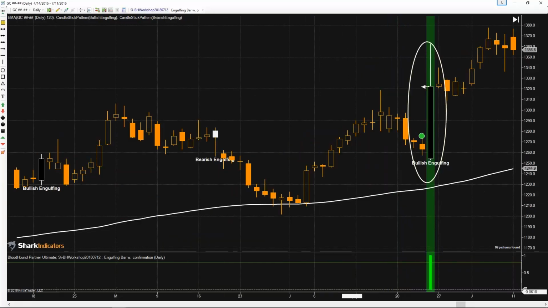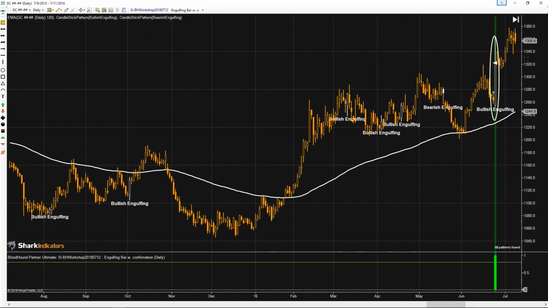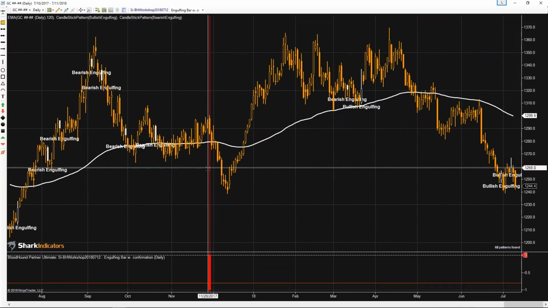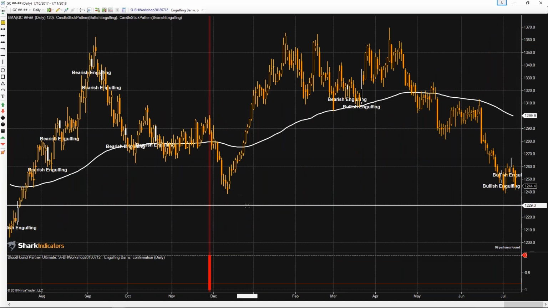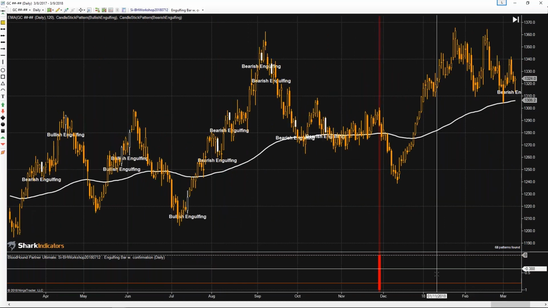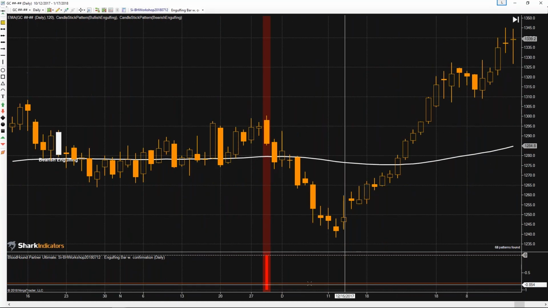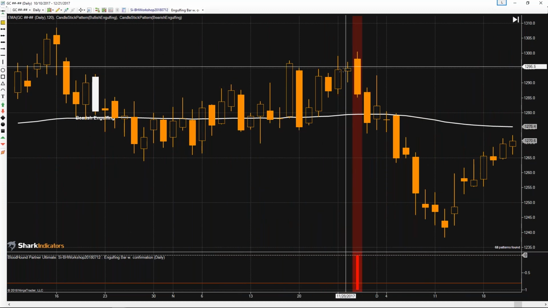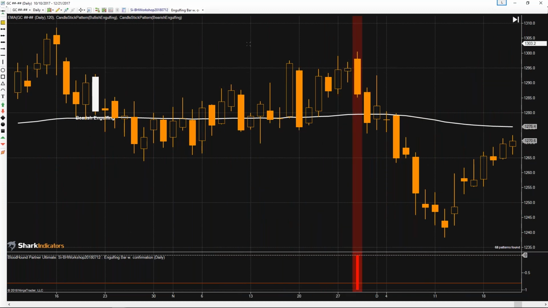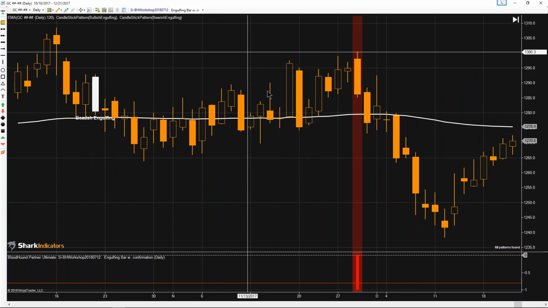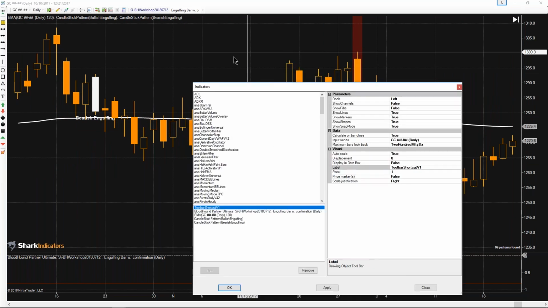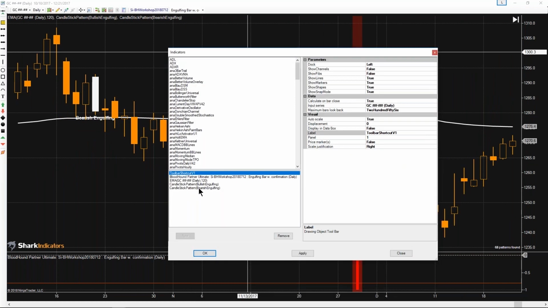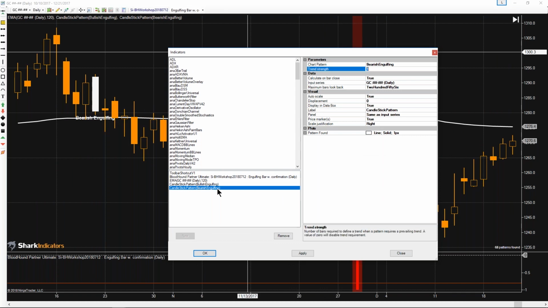Let's shrink this chart up and scan through the chart and see what we have. Yeah, look at that. Interesting. Ninja's candlestick pattern didn't identify this. Let me check my indicator settings here. So for bearish, yeah, I set it to 1.